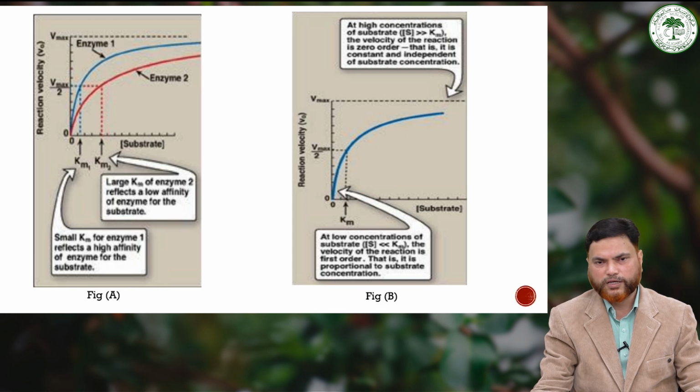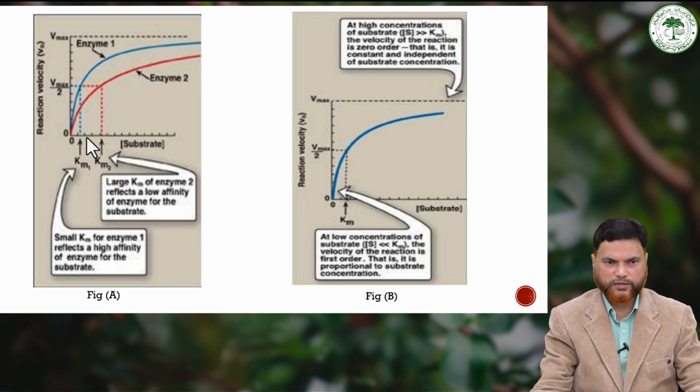So, what does a small Km indicate? You see that here Km is small. So it indicates high substrate affinity. Small Km indicates high substrate affinity, or in other words, a low substrate concentration is sufficient to reach half of Vmax.